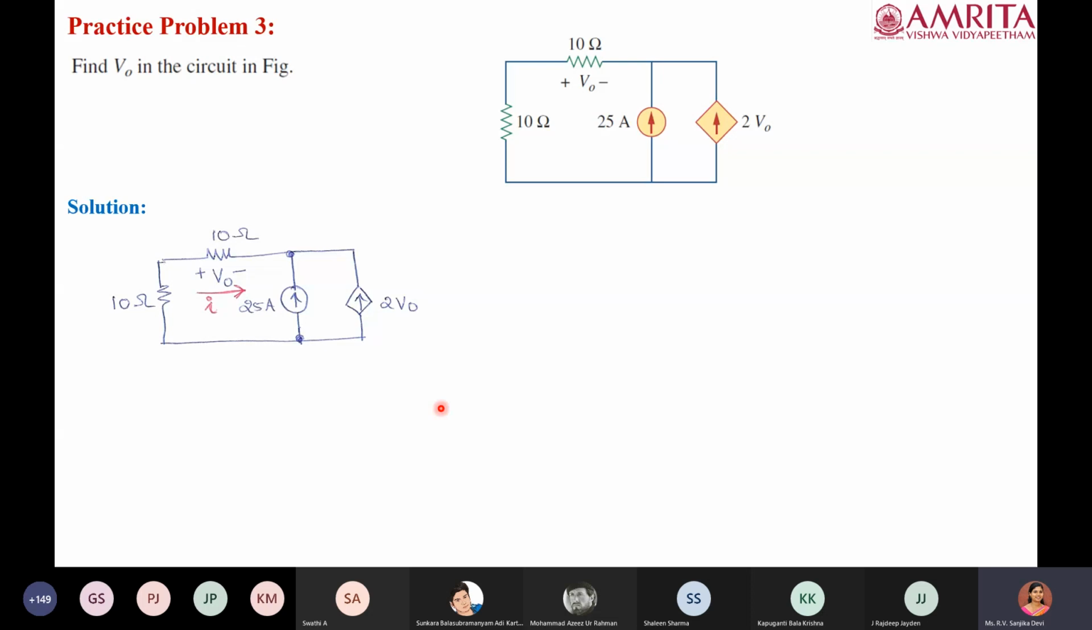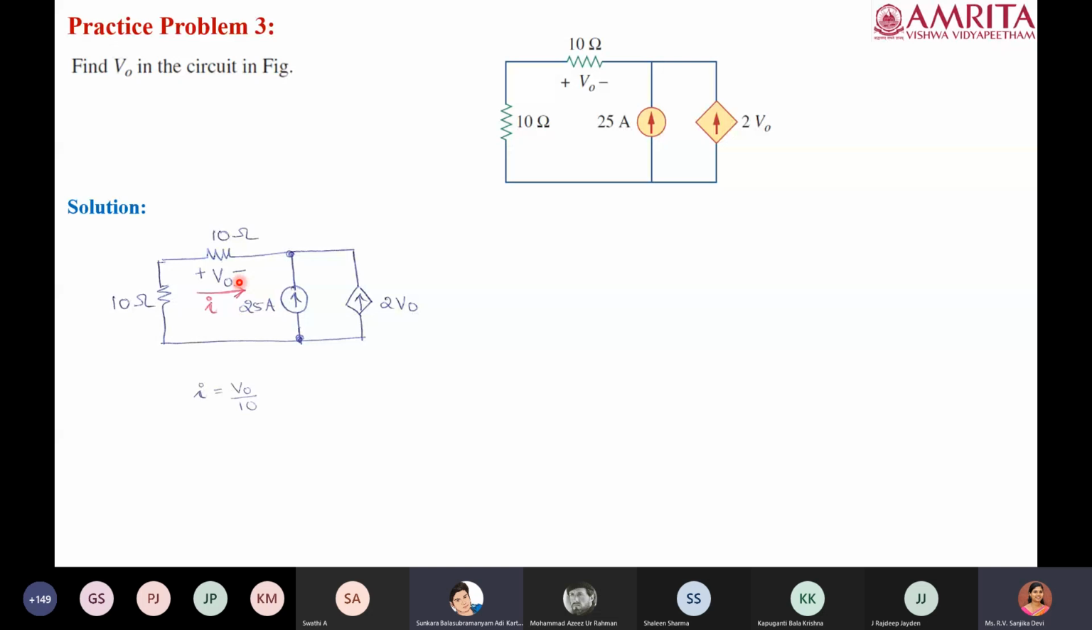Now it is quite straightforward. We can apply the KCL equation at this particular node. But before that, what is the relation between I and V0? V0 is what we have to find. The relation is simple Ohm's law: I is equal to V0 by 10. Though the current flows through the other 10 ohm also, both elements are in series, so we need not worry about that. The only unknown we have to determine is V0, which is nothing but I times 10.